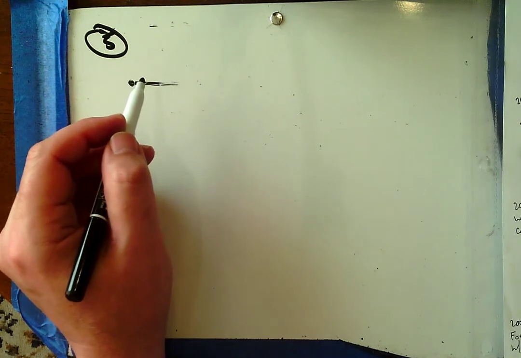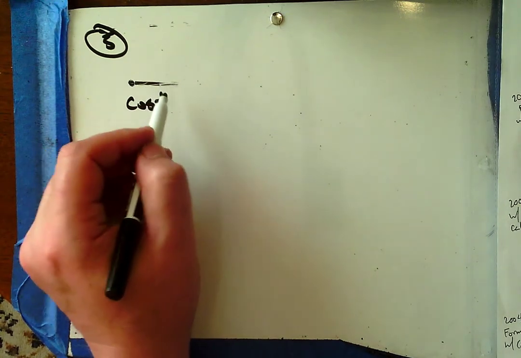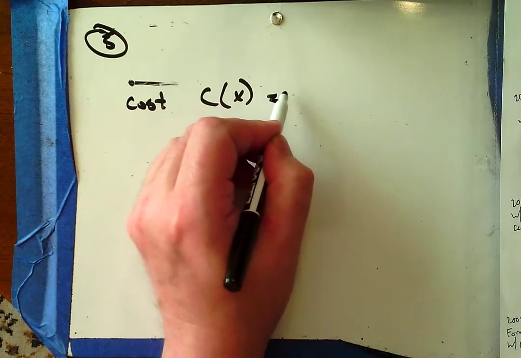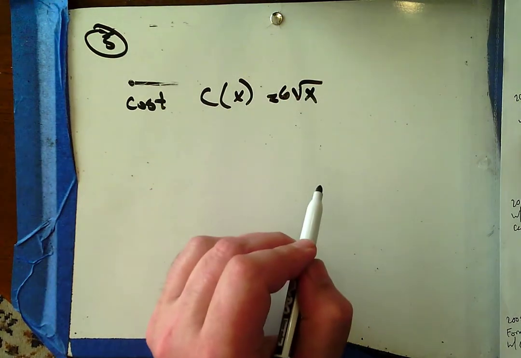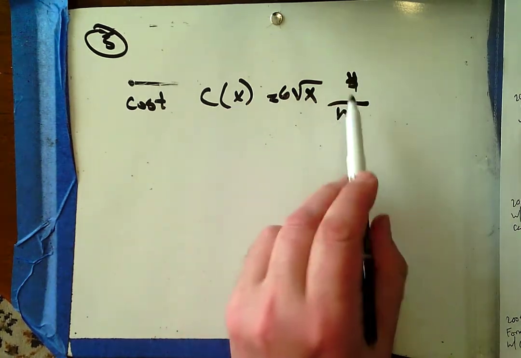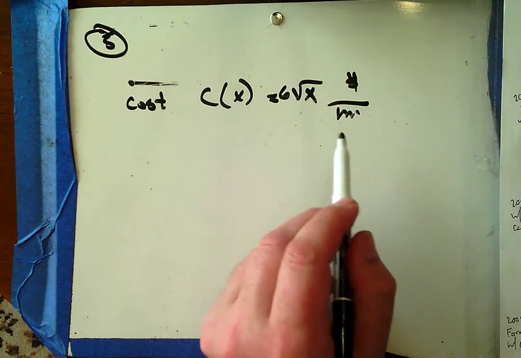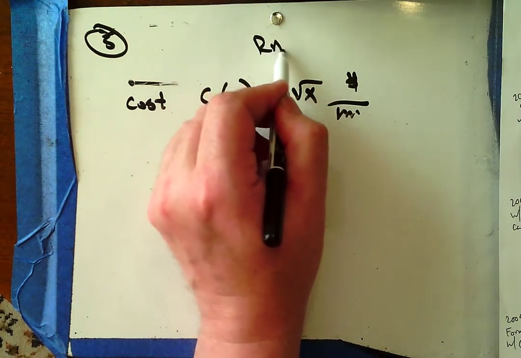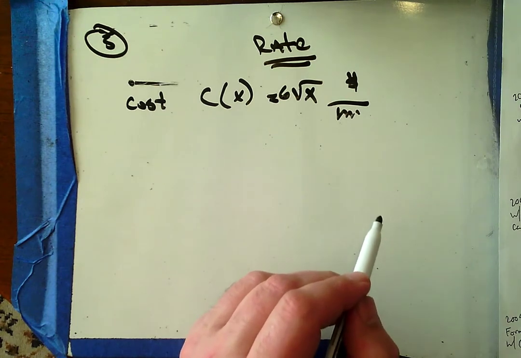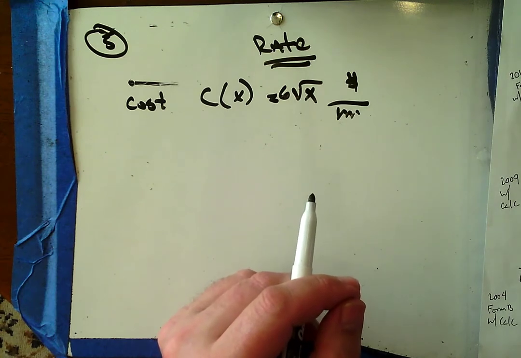They say that the cost to produce a cable X meters long, so I want to say C of X equals 6 square root of X dollars per meter. Now notice dollars per meter. This cost function in dollars per meter is really our rate function. And I'm going to be integrating this rate at some point to get dollars. Okay, let's move on and see what else we know.